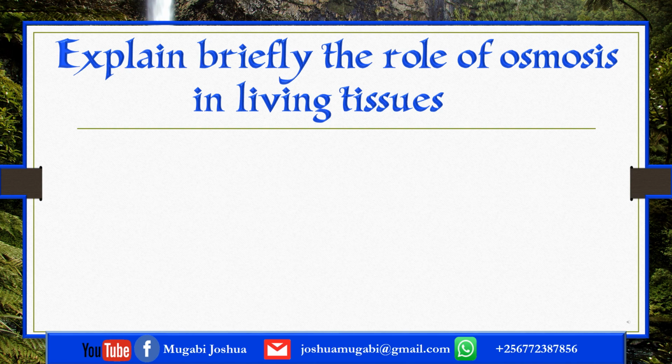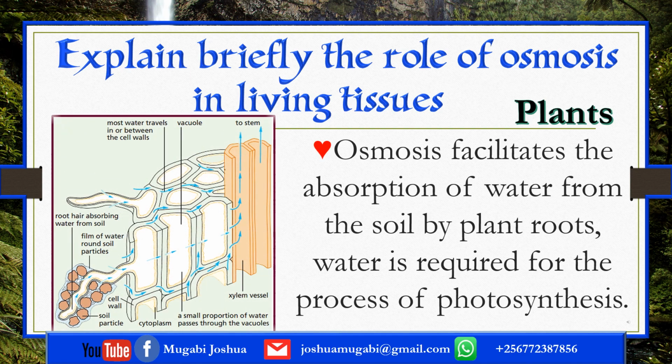Explain briefly the role of osmosis in living tissues. We shall start in plants. Osmosis facilitates the absorption of water from the soil by plant roots. Water is required for the process of photosynthesis.